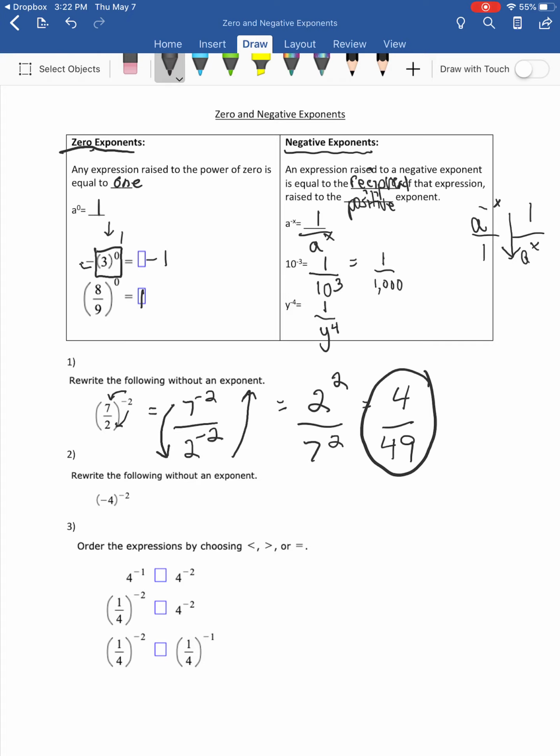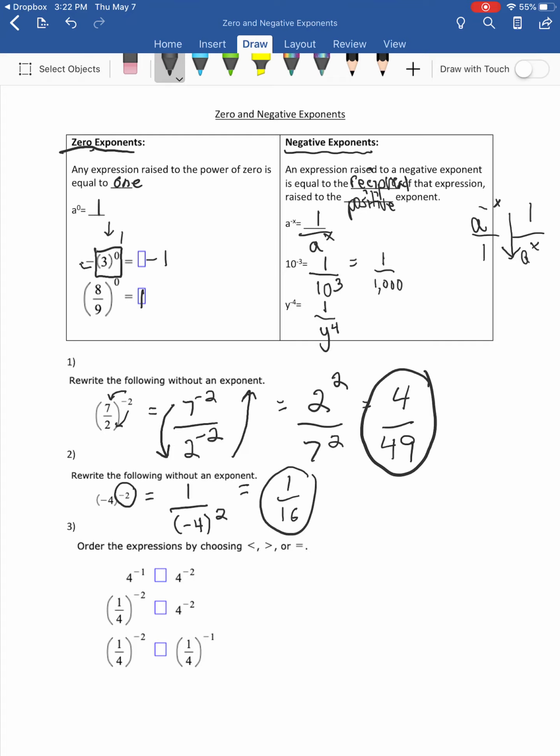Okay, so -4 to the -2 is going to be 1 over -4 to the positive 2. Remember, only the exponent is going to become positive. So -4 squared is 16, so it's going to be 1 over 16.